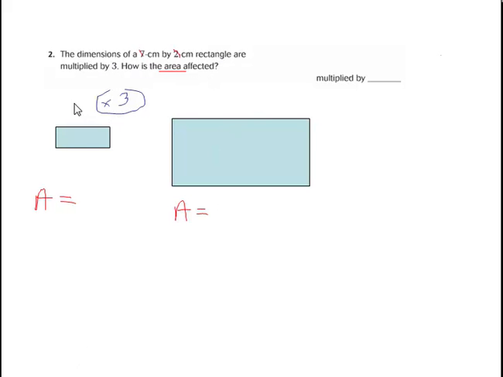All right, let's help ourselves understand by drawing it. If this is 7 here, and this is 2 centimeters, and we multiply these by 3. By the way, the area of this would be 14 square centimeters. 7 times 2 is 14.